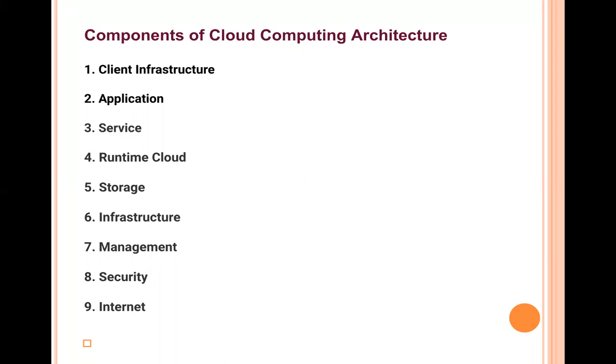Now see, the next component of cloud computing architecture is infrastructure. Infrastructure is a combination of hardware and software components such as servers, storage, network devices, virtualization software, and other resources required to support cloud computing. Those resources are provided by infrastructure. Infrastructure provides services on the host level, application level, and network level.